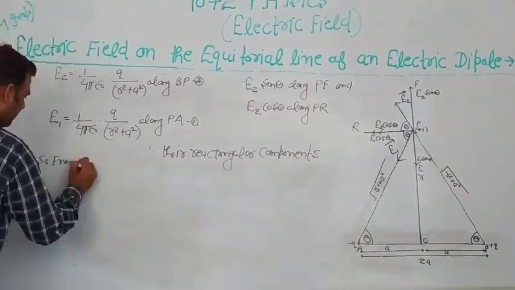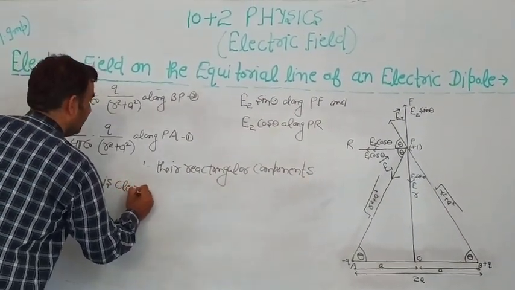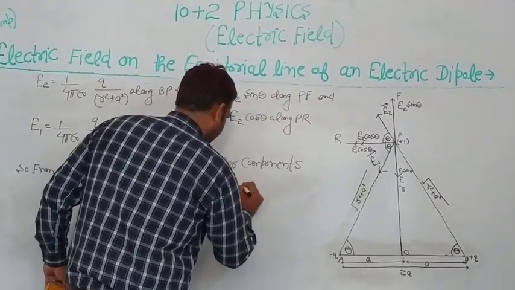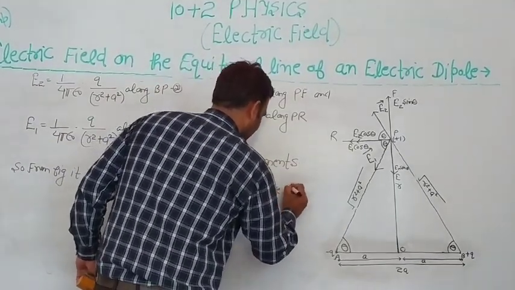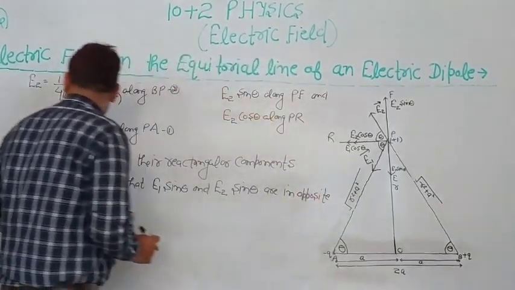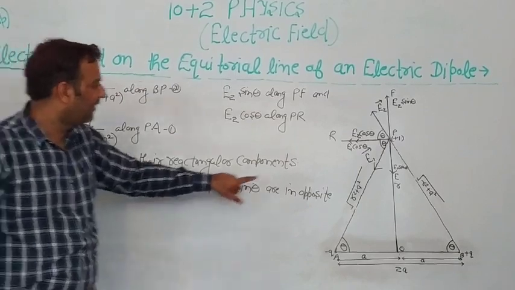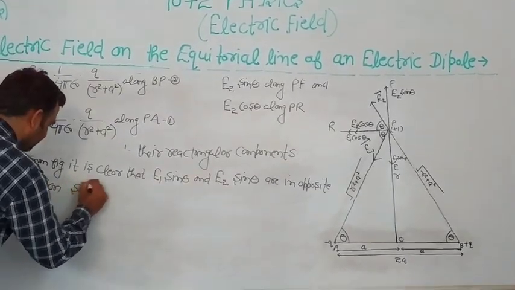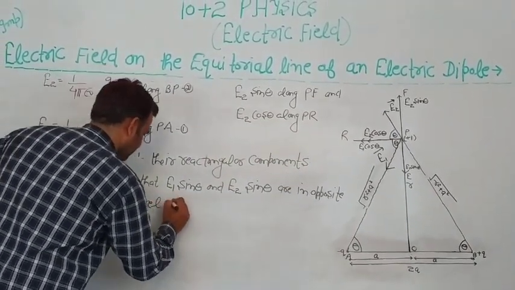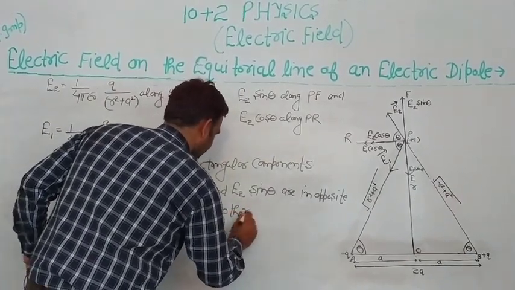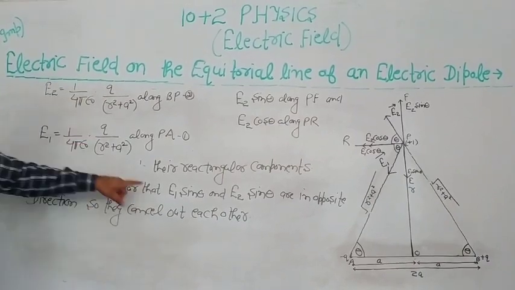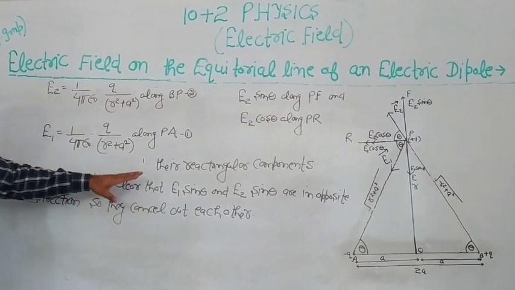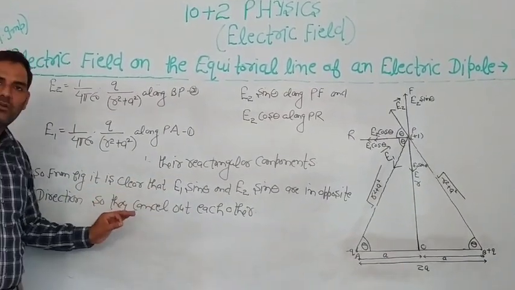So from the figure, it is clear that E1 sin theta and E2 sin theta are in opposite directions, so they cancel out each other, because E1 sin theta and E2 sin theta have the same magnitude but opposite direction.